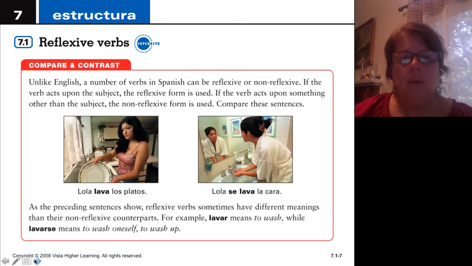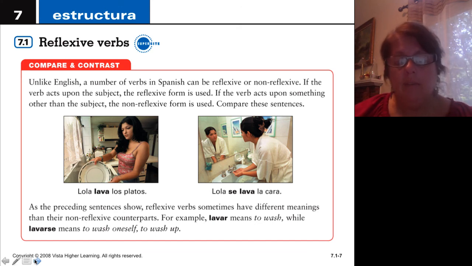All right, now we're going to compare and contrast. Unlike English, remember I said at the beginning, a number of verbs in Spanish can be reflexive or non-reflexive. If the verb acts upon the subject, the reflexive form is used. If the verb acts upon something other than the subject, the non-reflexive form is used.